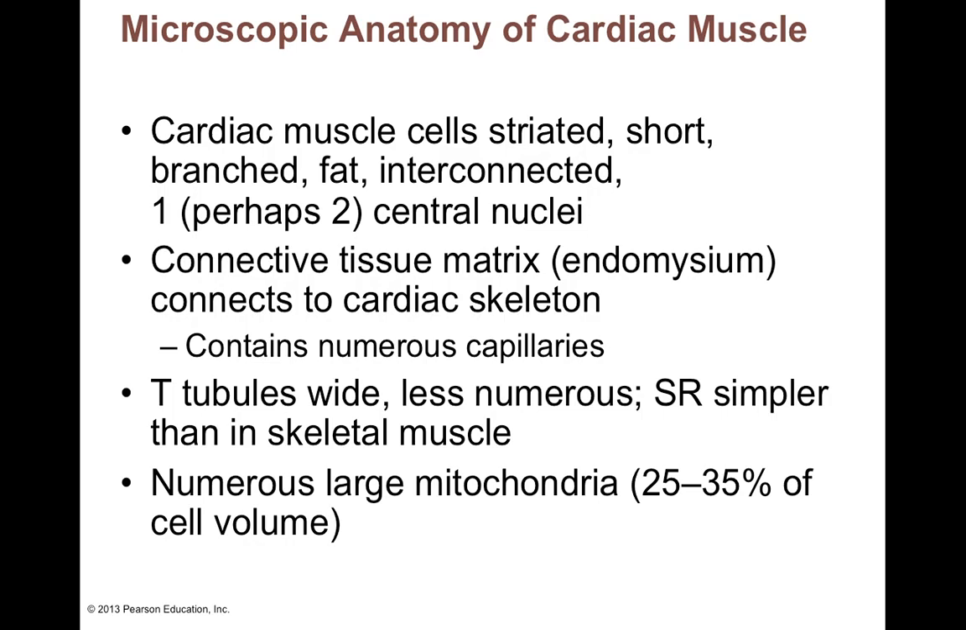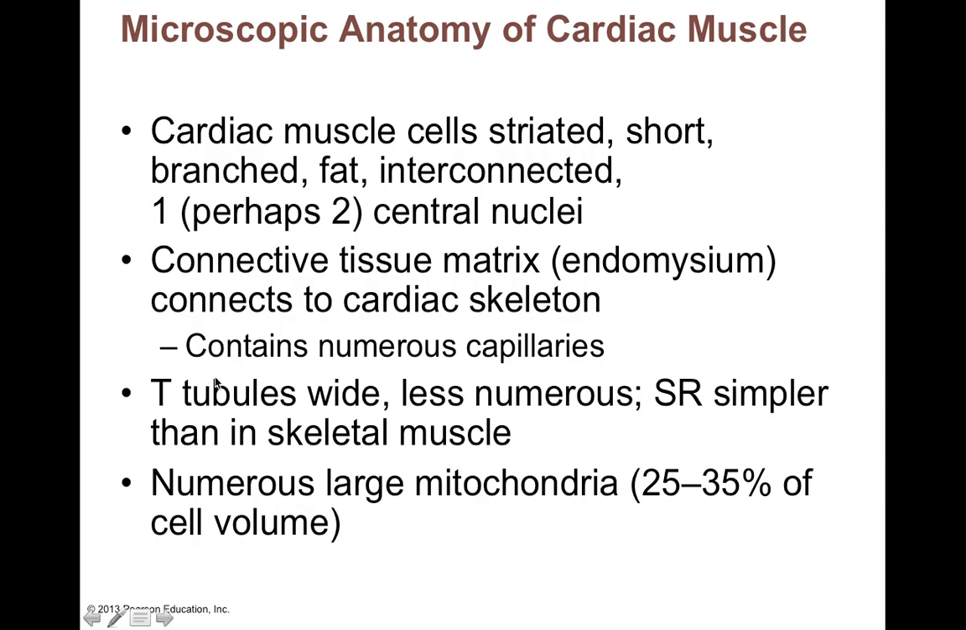But the major difference here is that these muscle cells are short, whereas the skeletal muscle cells were very long, right? Skeletal muscle cells will go the whole length of that muscle, whereas cardiac muscle cells are very short and they're branched, which means they can split out and then connect with multiple cells. So they're interconnected. They usually have about one or two nuclei at the most, and they also have an endomysium, which has lots of capillaries that can supply those cells with nutrients.